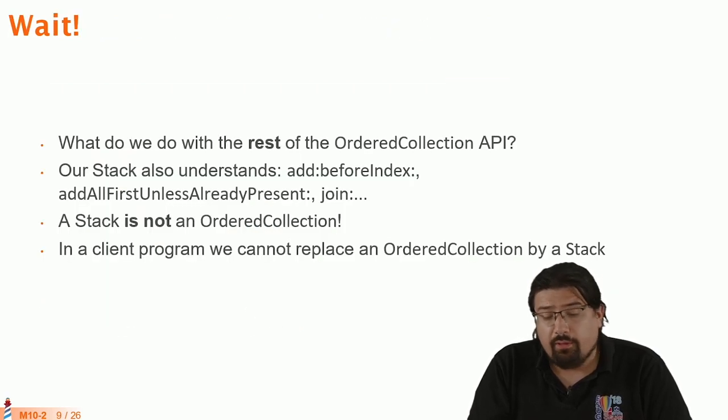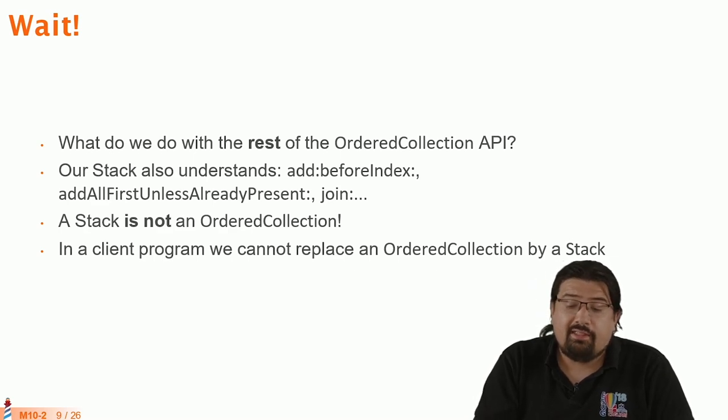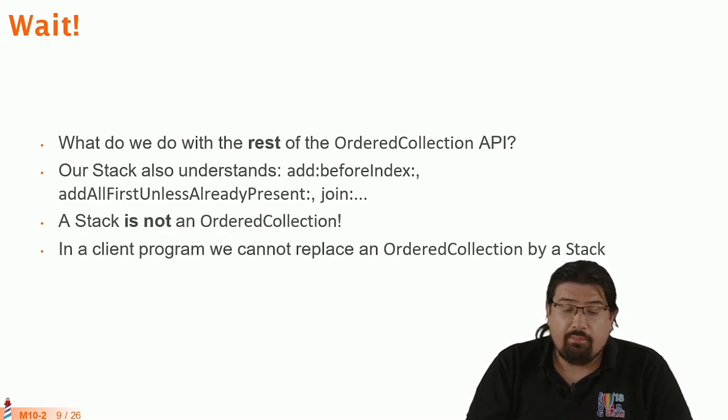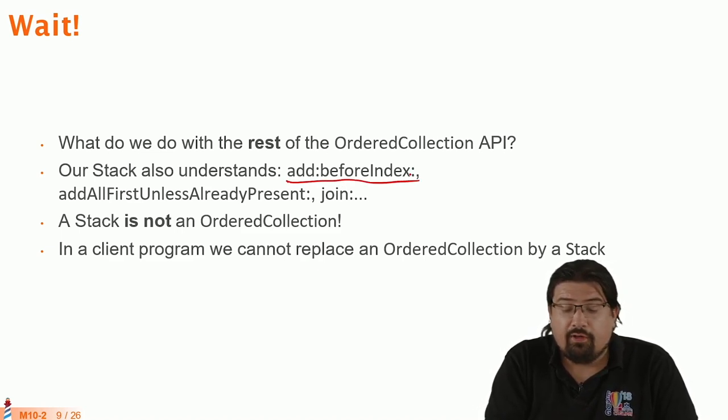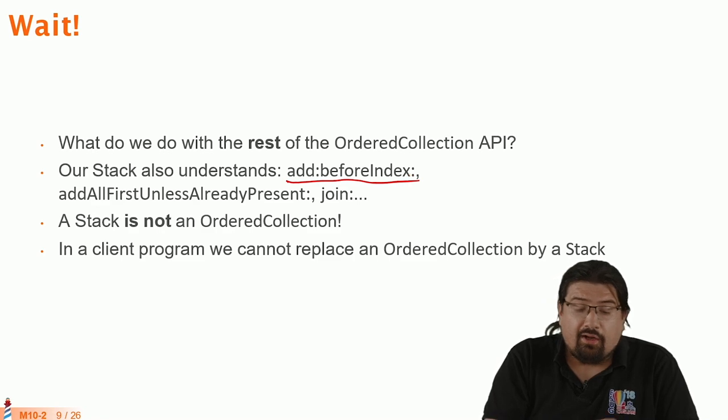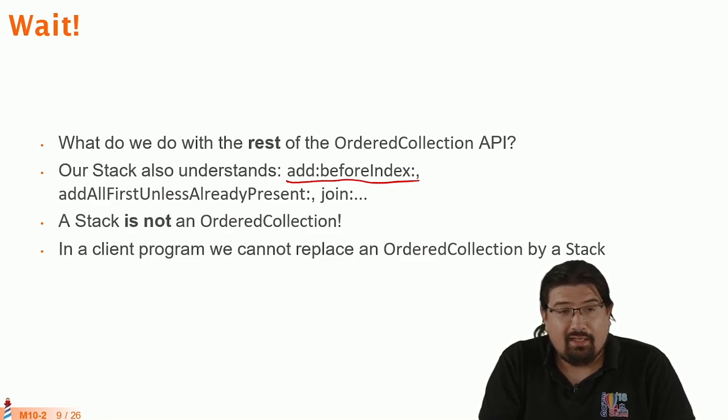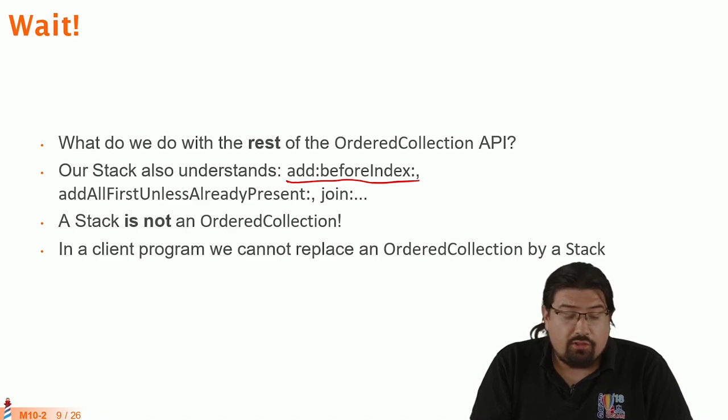But there is a problem. What do we do with the rest of the API existing in OrderedCollection? For example, now our stack understands all the methods, all the messages that are in OrderedCollection. So we can add an element before a given one. We can remove different elements or access the stack in different positions, not only the first one.